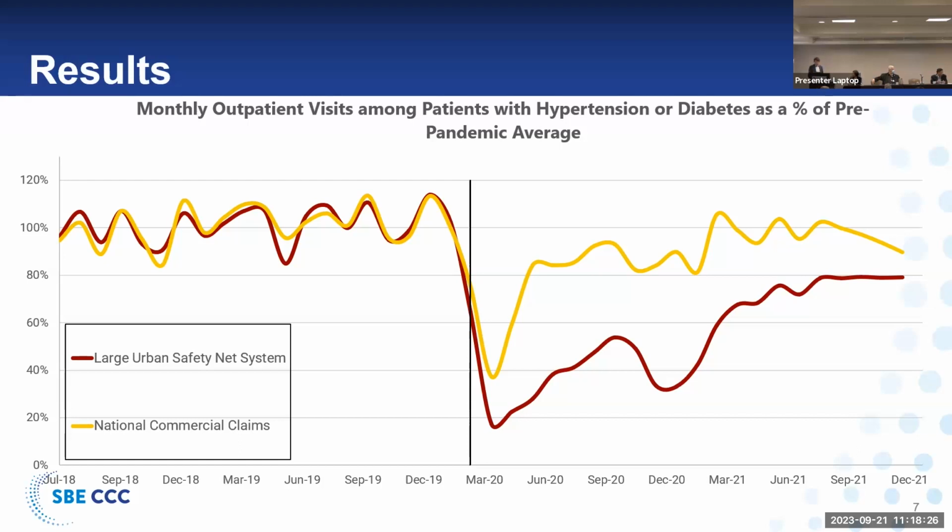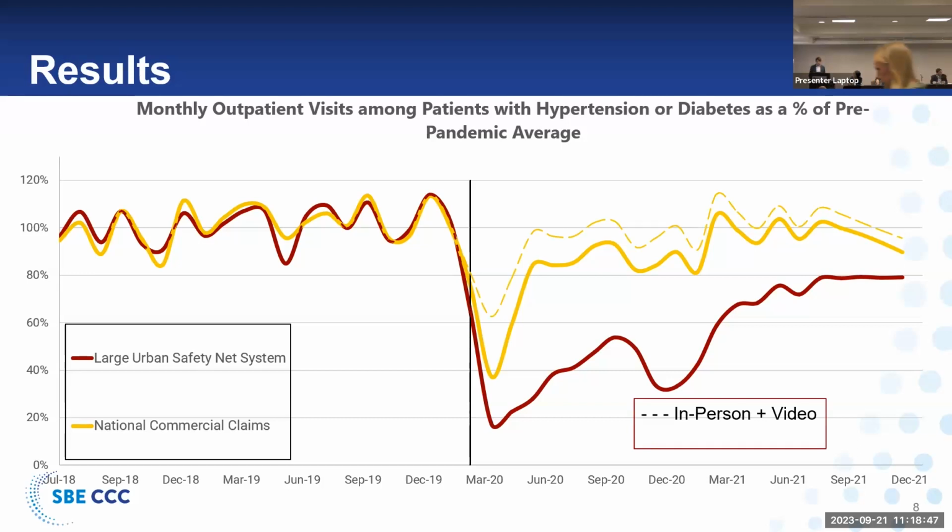So if I then put on top of that in-person plus video, there actually is a red line there, but it's very small. The number of video visits they had in the safety net system was just like dozens. So they didn't really do a whole lot of video visits. And in the commercial data, we see that there's a substantial number of video visits.